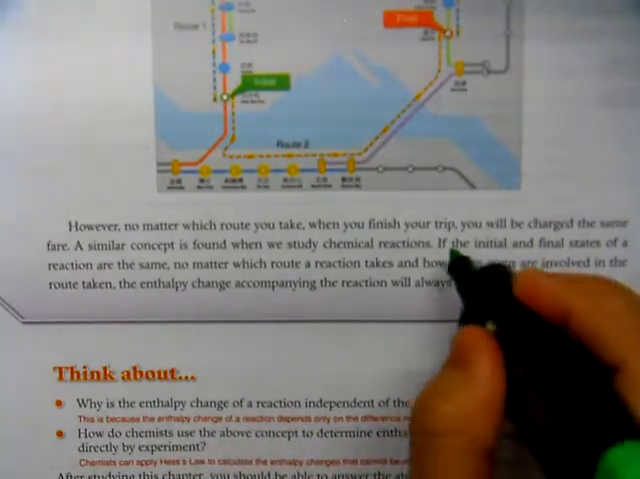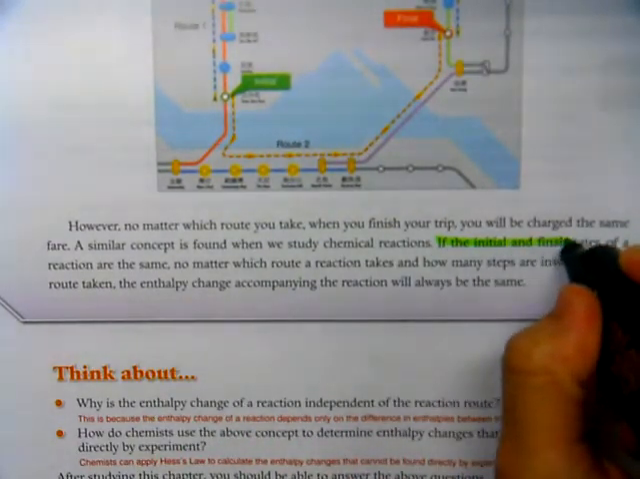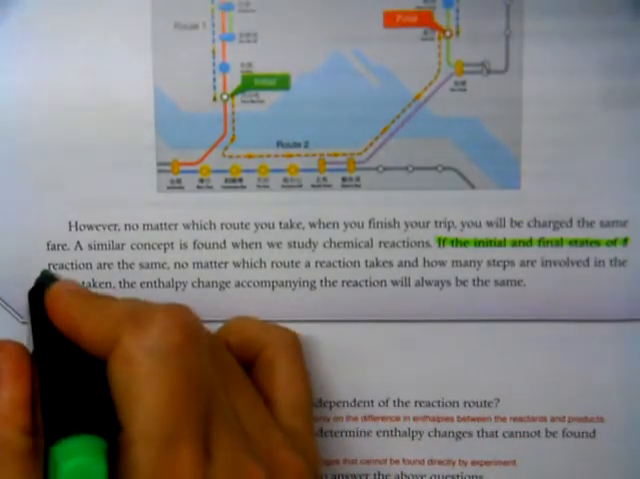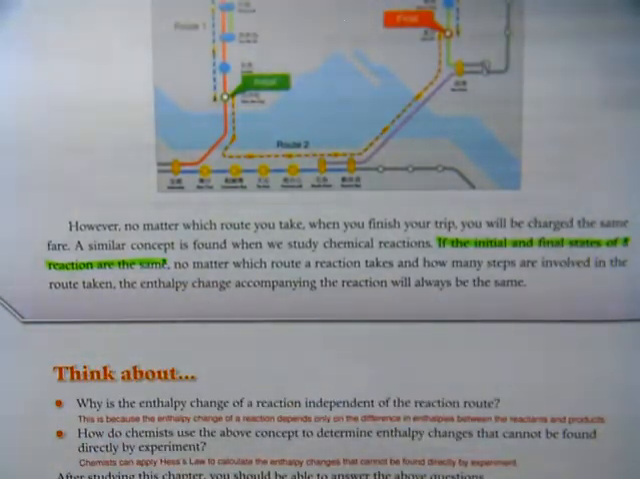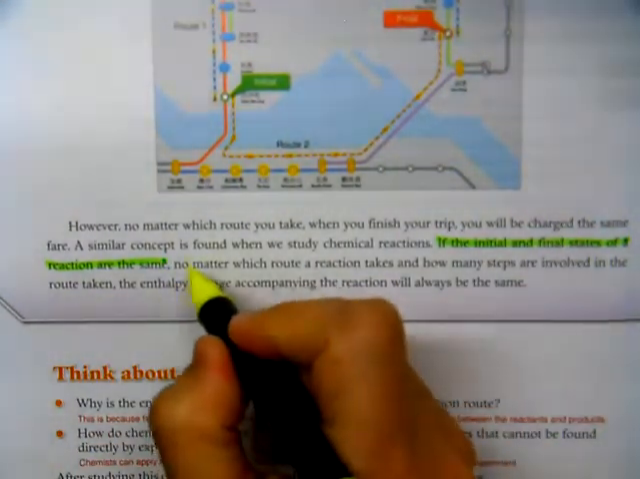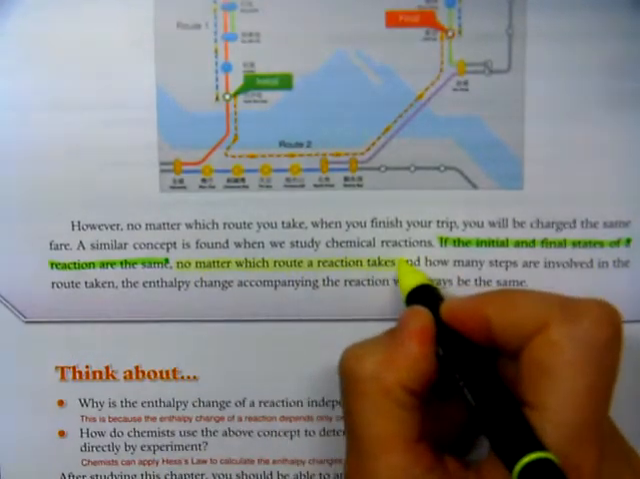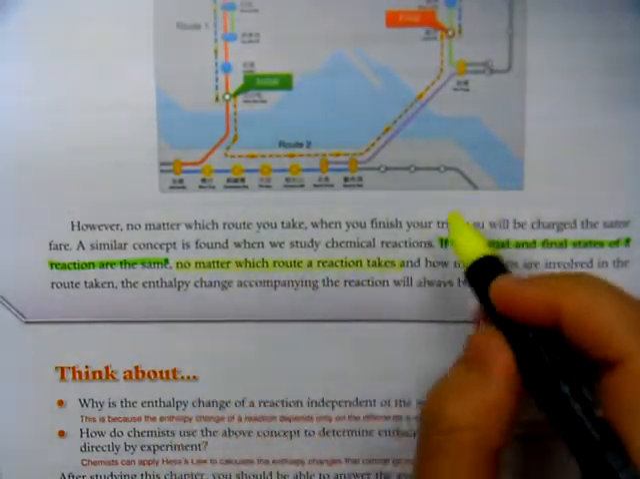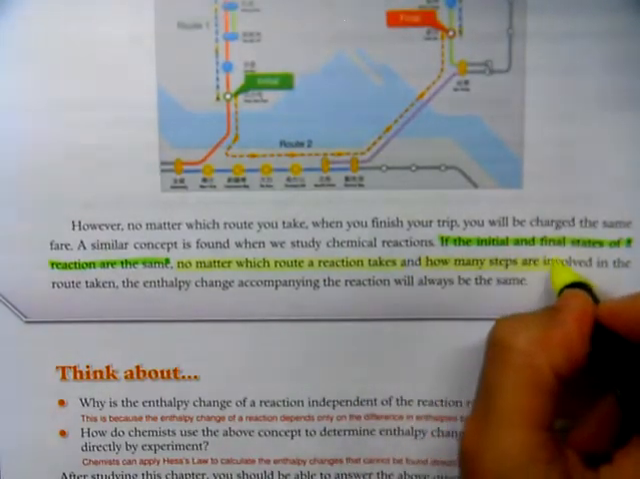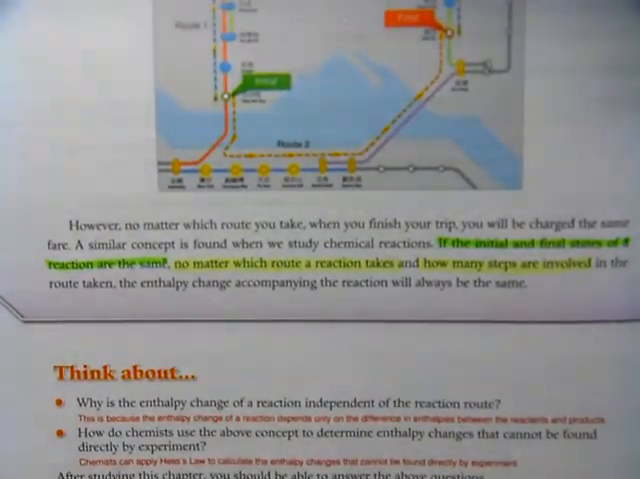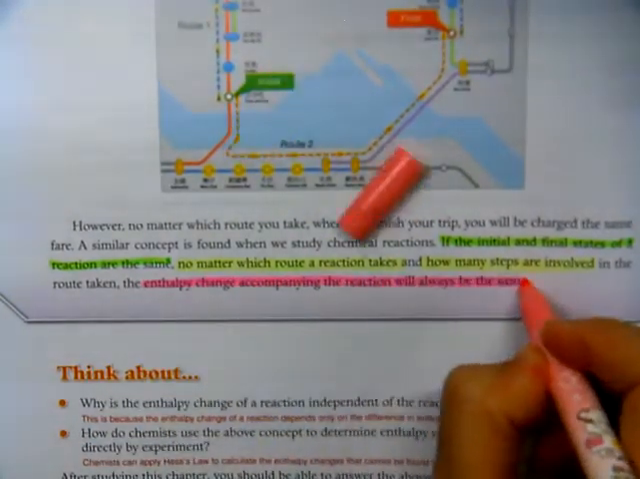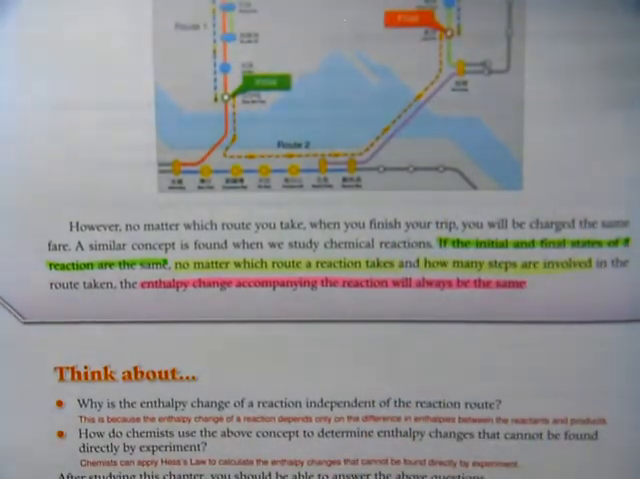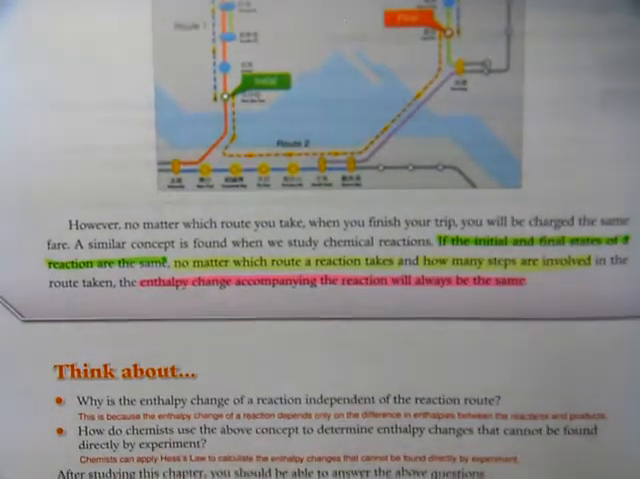Now underline: if the initial, that means your starting point, and the final states, that means the products of a reaction, are the same, no matter which route a reaction takes, and how many steps are involved, the enthalpy change accompanying the reaction will always be the same. Okay, here are the main points. Please bear in mind. Actually, it is Hess's law.